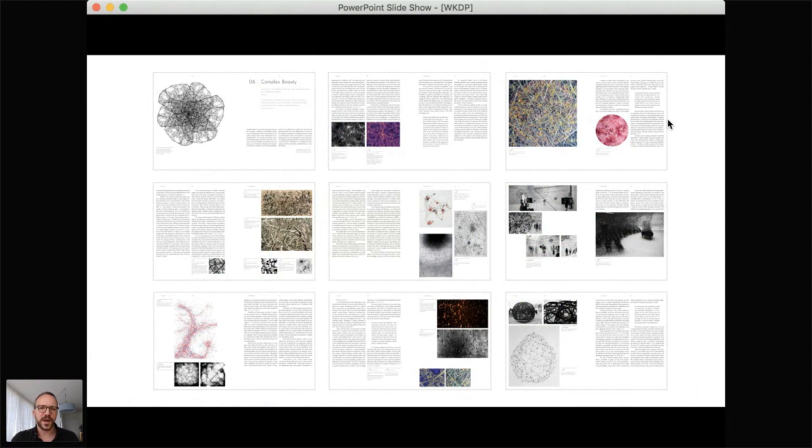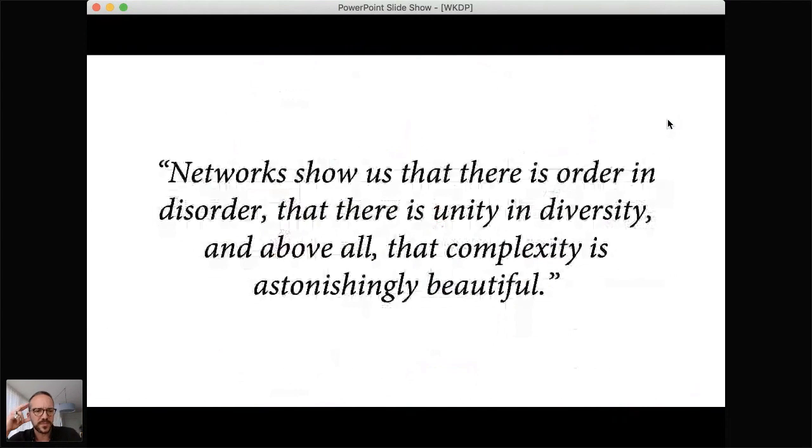So I explored the work of Pollock, I explored many generative artists, many artists under this new sort of movement called networkism that are really trying to explore the boundaries of what beauty means for us. And this is actually the last sentence of that chapter on complex beauty. I wrote the following: networks show us that there is order in disorder, that there is unity in diversity, and above all, that complexity is astonishingly beautiful.